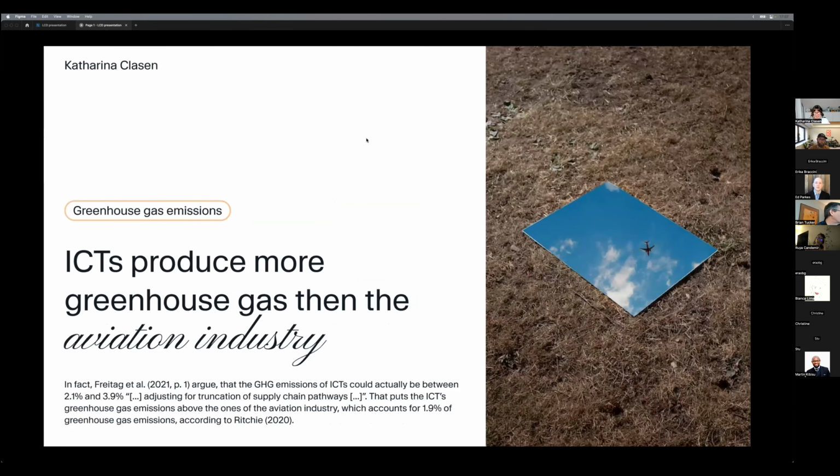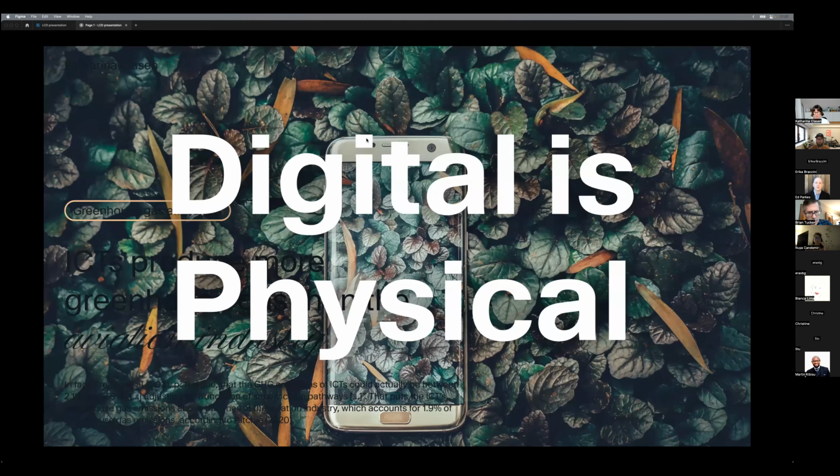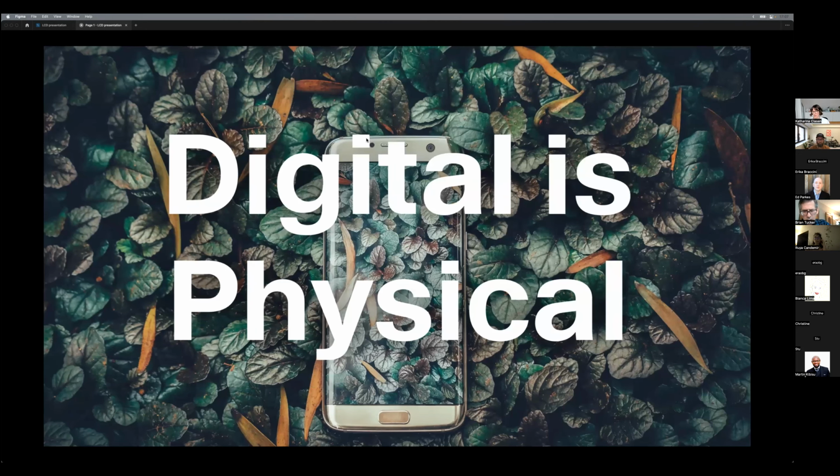Even though I think that the internet and digital technology in general can feel weightless sometimes, they are actually not weightless. ICTs produce more greenhouse gas than the aviation industry as a whole. And I think that is really impressive to know. I think therefore it's fair to say that digital is physical, you know?